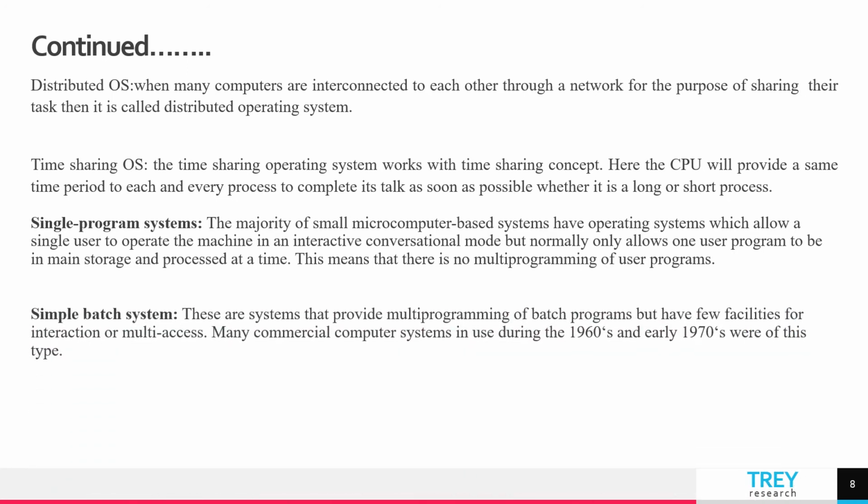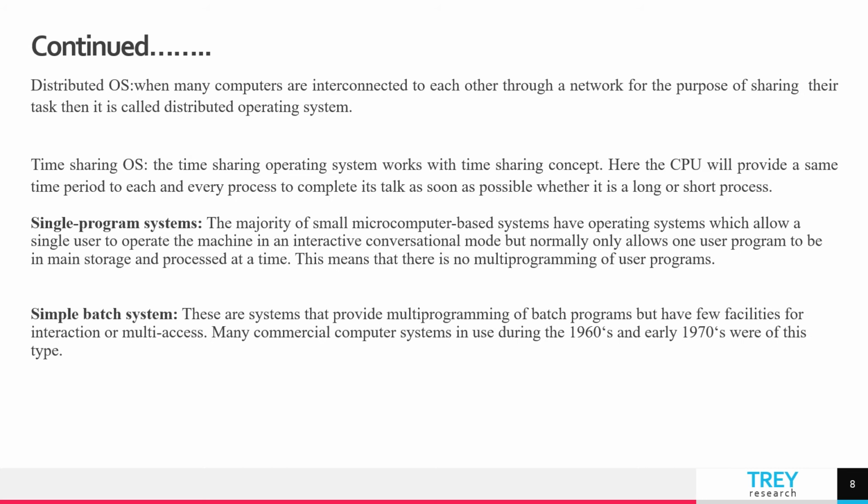Move on to the next one, simple batch systems. The simple batch system is also another type of operating system. These are systems that provide multi-programming of batch programs but have few facilities for interactions or multi-access. Many commercial computer systems used in the 1960s and early 1970s were of this type.